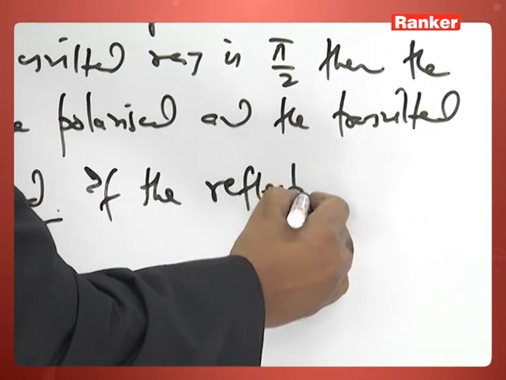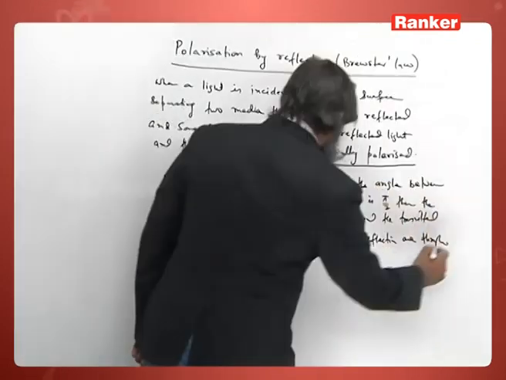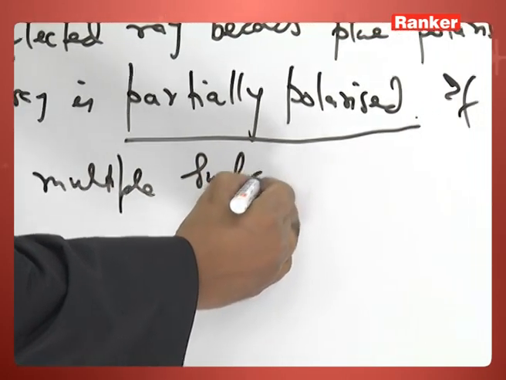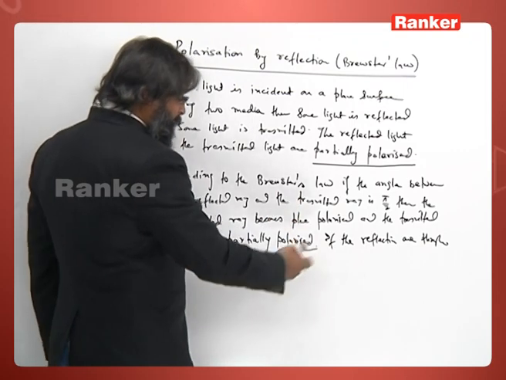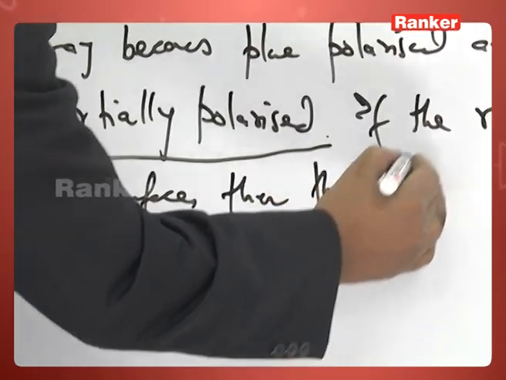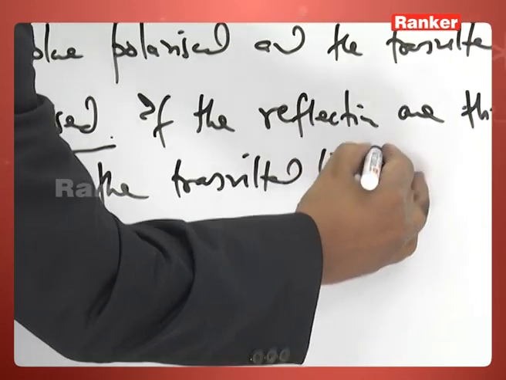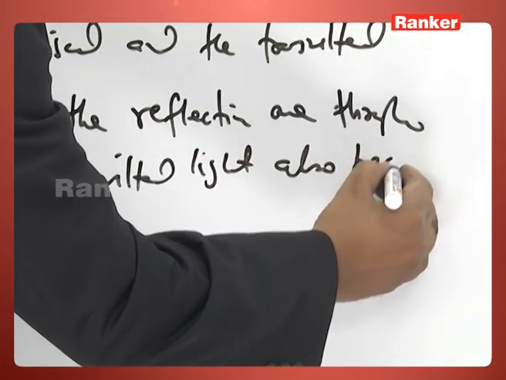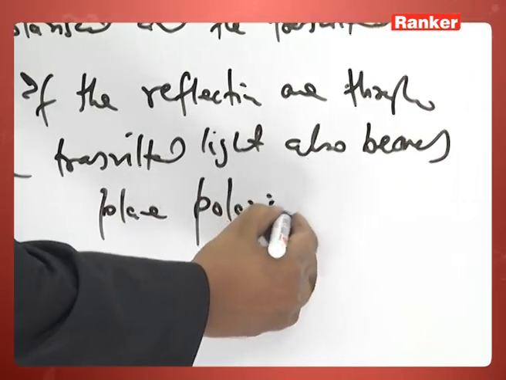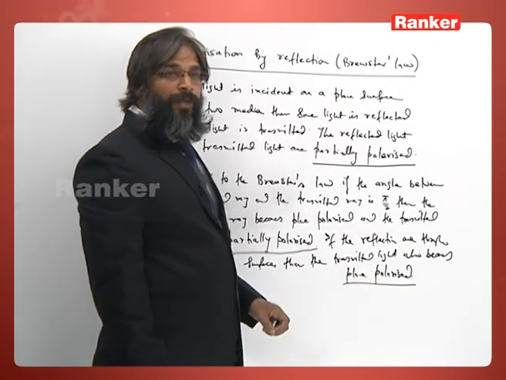This is important. If the reflections are through multiple surfaces, if I do more transmissions, then the transmitted light also becomes plane polarized.